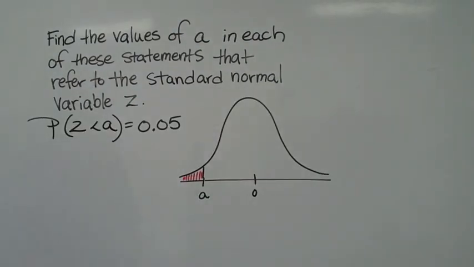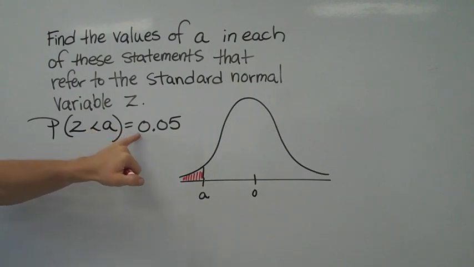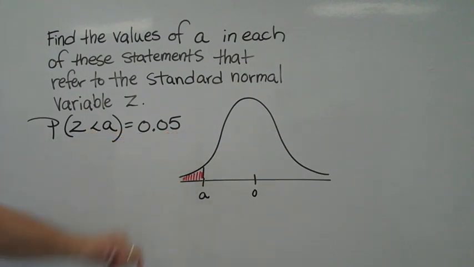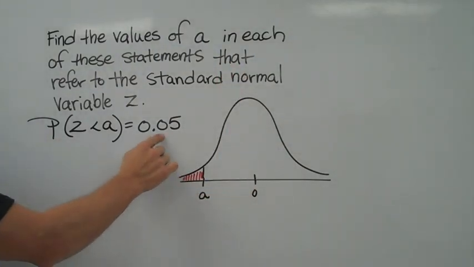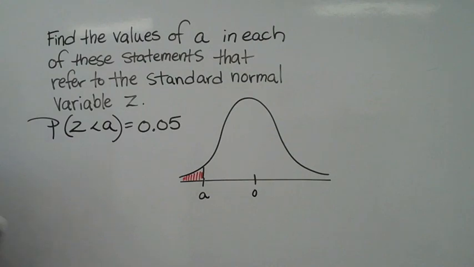Here's a third example with inverses. We're always finding a. Find a, given that the probability that z is less than a is equal to 0.05, or about 5%. Well, of course, if this is 50% here, 0.05 is going to be way down here. But the problem is that will give us a negative a value. We don't have negative a values in our chart.